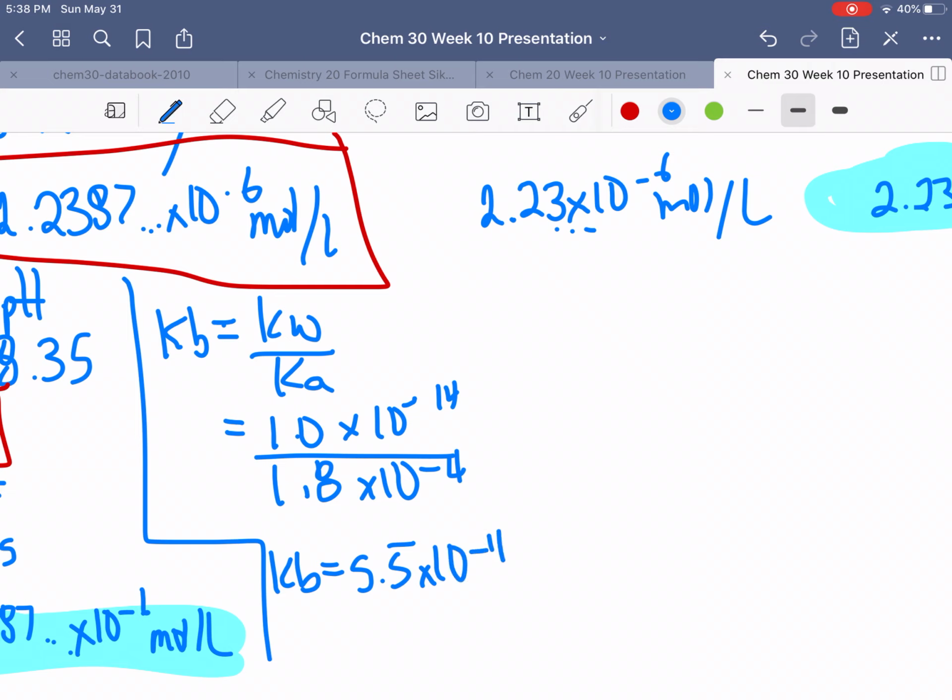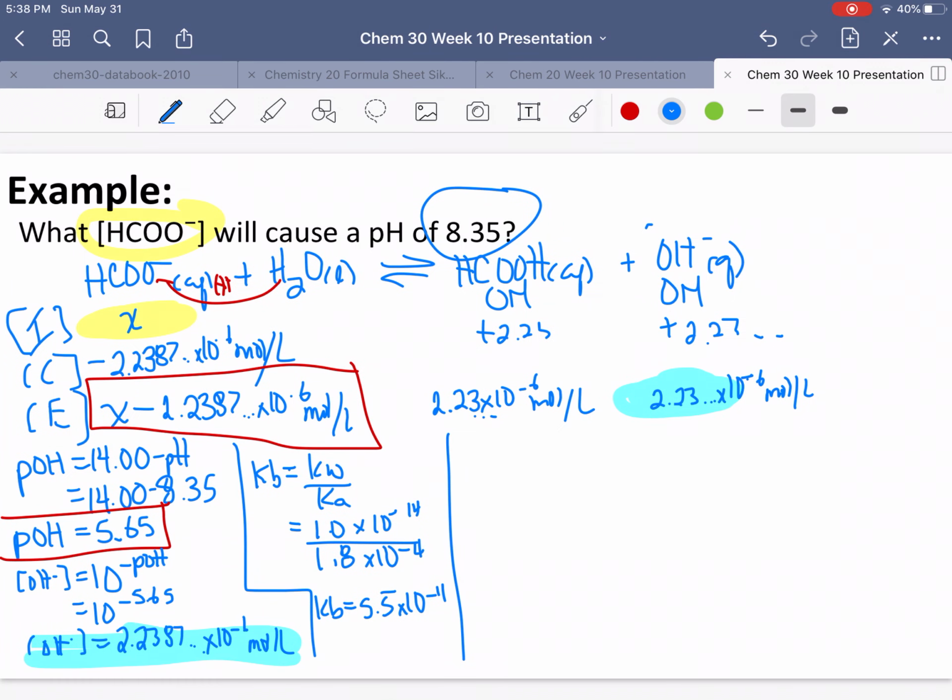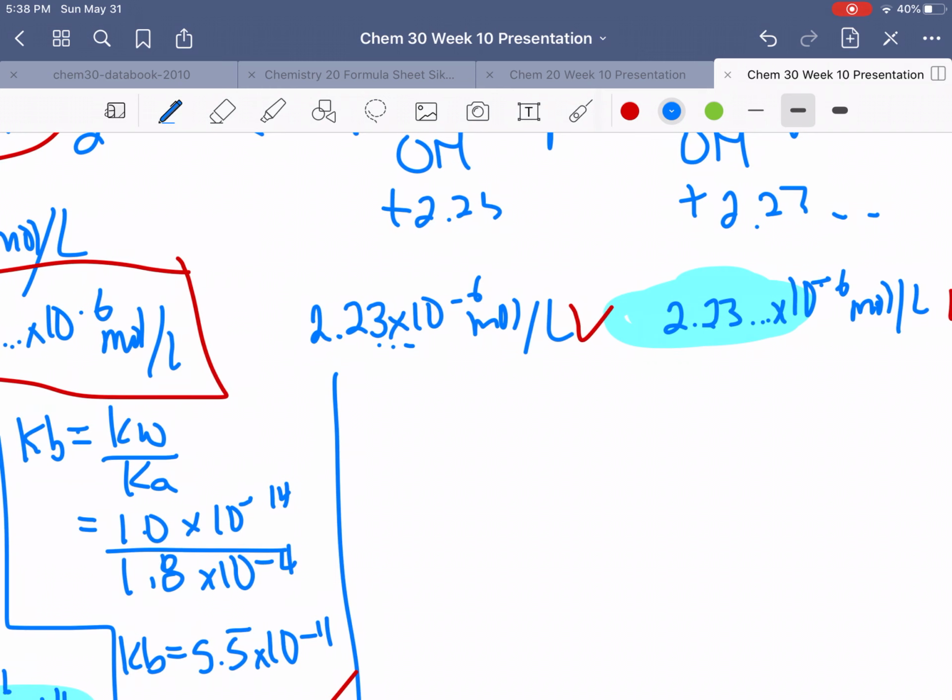Whew, we're getting there, guys. Ultimately, we now have only one unknown. Think about this. We know the equilibrium concentration of hydroxide. We know the equilibrium concentration of HCOOH. We know Kb that can go with the equilibrium law. What we don't know is the equilibrium concentration of HCOO negative. But we can find it. It's our only unknown. So algebraically, this just became super doable.